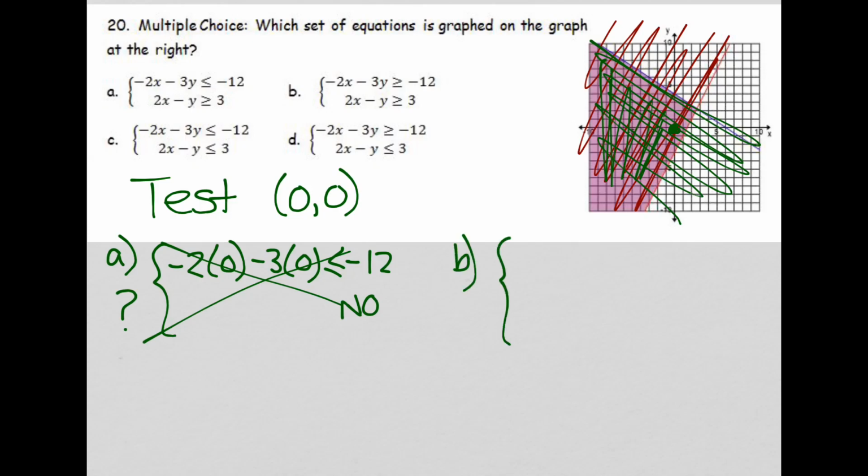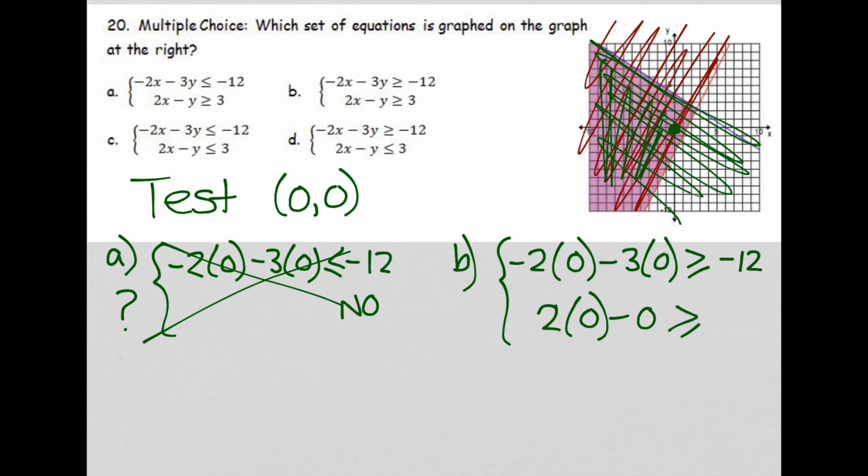It's going to start off looking the same because if you notice, all these equations look the same as far as their numbers go. I just have changed the directions of the inequalities. So this time, 0 minus 0, is that bigger than negative 12? Ooh, it is. But wait, I have to test it in the second one also because it has to work in both systems. So is 0 minus 0 bigger than 3? Nope. Oh, dang. Thought it was going to be B, but it wasn't. So then you're just going to keep going.